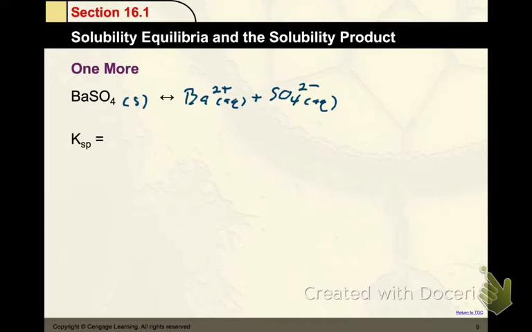Pretty straightforward for this equation. BaSO4 solid breaks down into a small amount of Ba2+ ion and SO4 2- ion. So writing our Ksp here, we simply have the concentration of Ba2+ at equilibrium times the concentration of SO4 2- at equilibrium. They're 1 to 1.